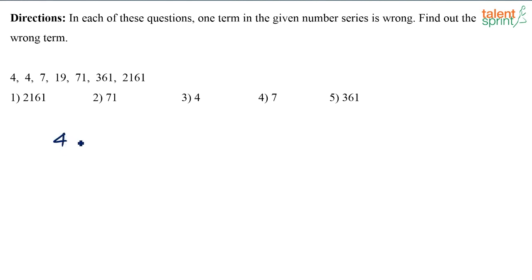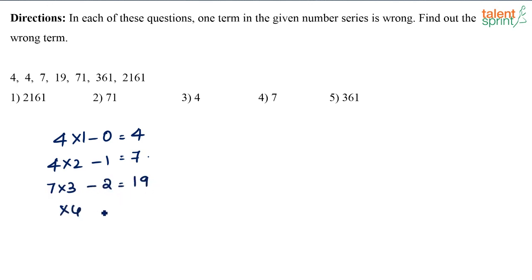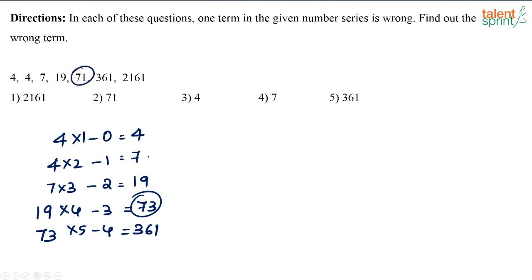The logic that is used here is this: 4 into 1 minus 0, that is equal to 4. 4 into 2 minus 1, that is equal to 7. 7 into 3 minus 2, that is equal to 19. Next will be into 4 minus 3, next will be into 5 minus 4, correct? So 19 into 4 minus 3, that is 73. 73 into 5 minus 4 should be 361. So what is the wrong number here? 73. Yes, here it is 71, 73.